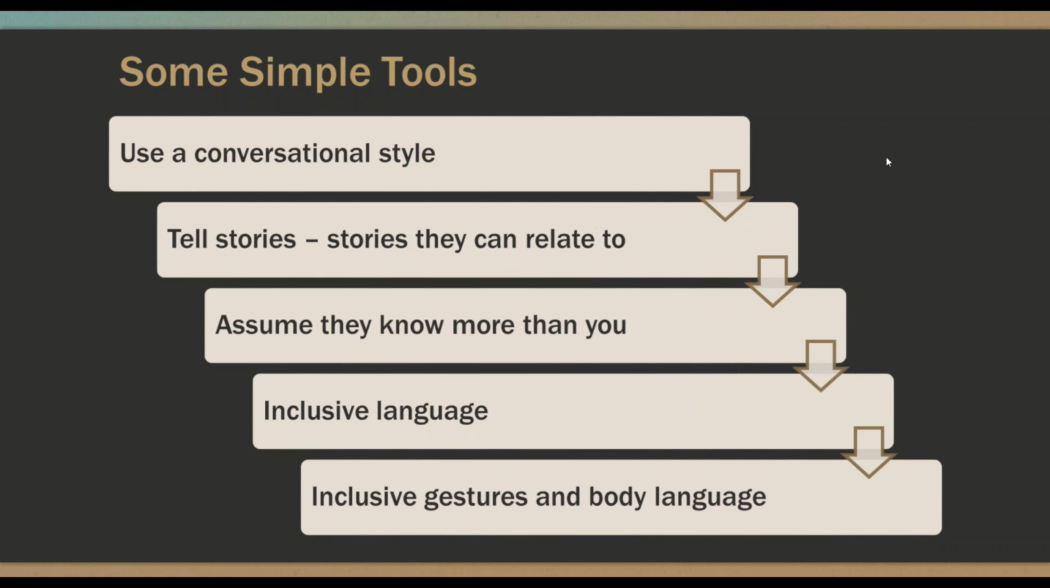Just going to pause for a moment. Are there any questions? How many of you know what your body language says about you?